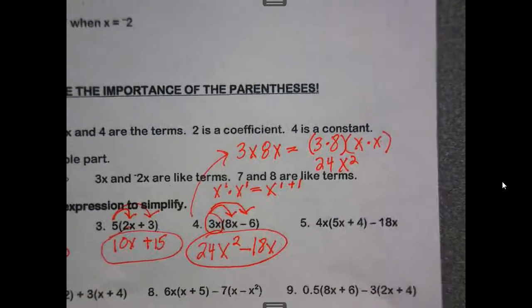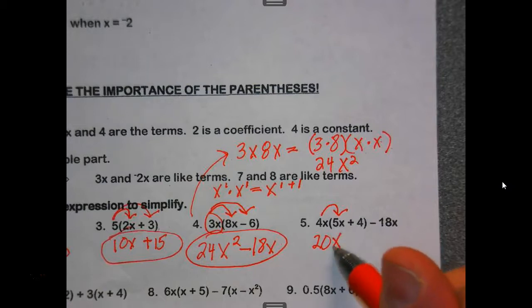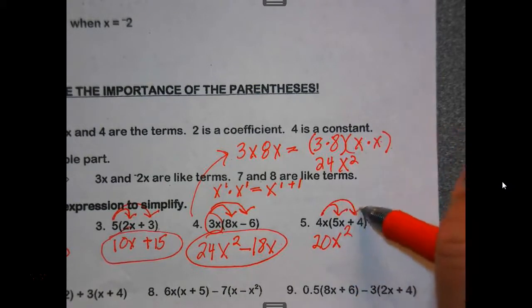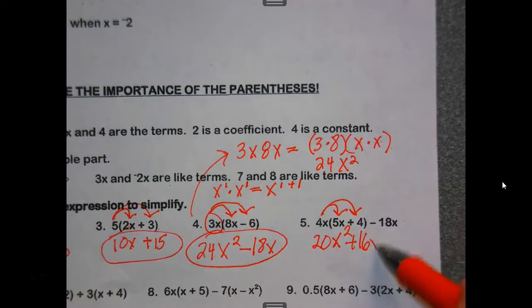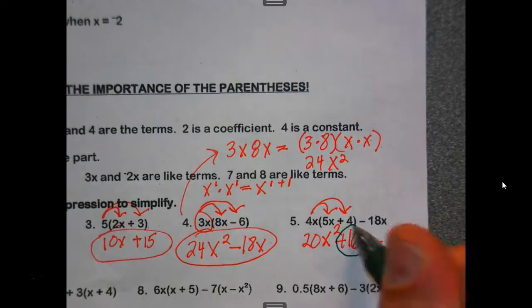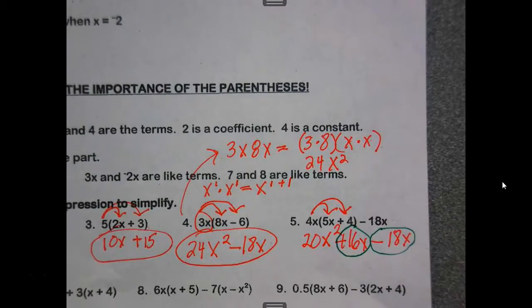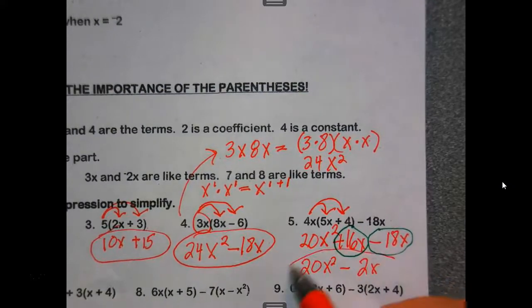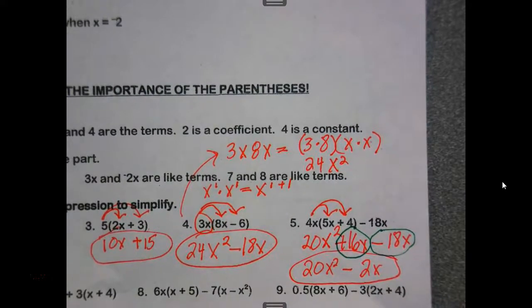All right, number 5. 4x times 5x, 20x squared. Good. 4x times 4. Great. Don't multiply the minus 18x outside the parentheses. This one does have some that I can combine. I have x to the first terms. So I have 20x squared minus 2x, right? One more.